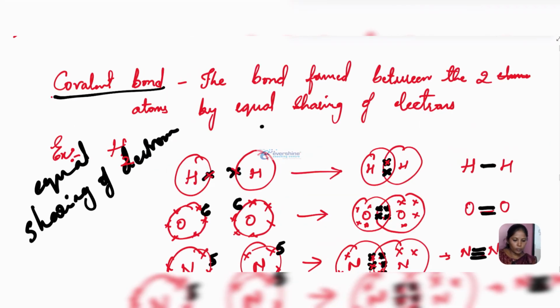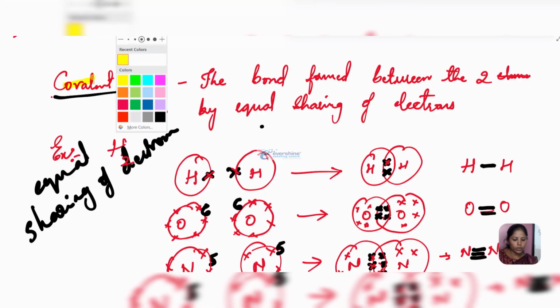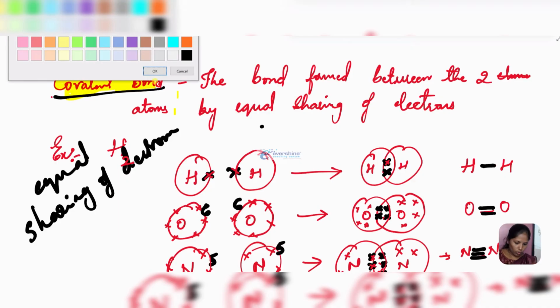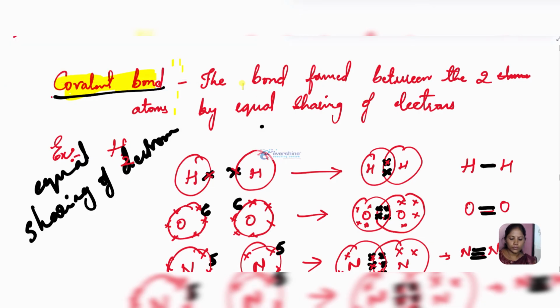Okay, next topic is covalent bond. So what do you mean by covalent bond? Covalent bond means it's a bond formed between two atoms. How will the bond be formed? By sharing of electrons. So here you can see hydrogen.